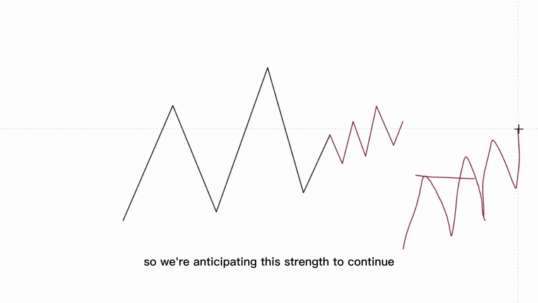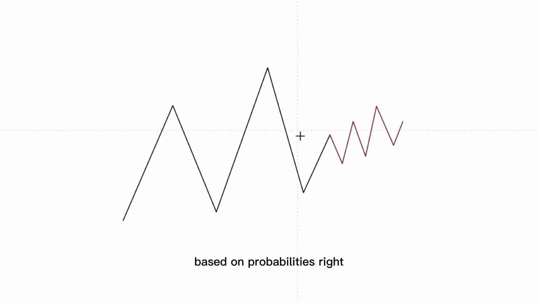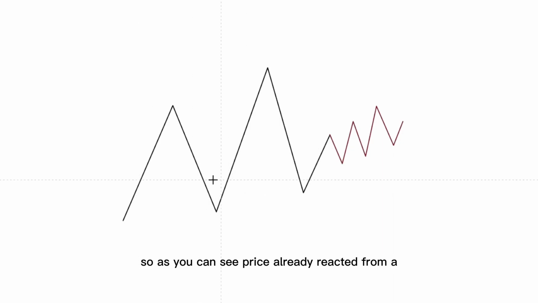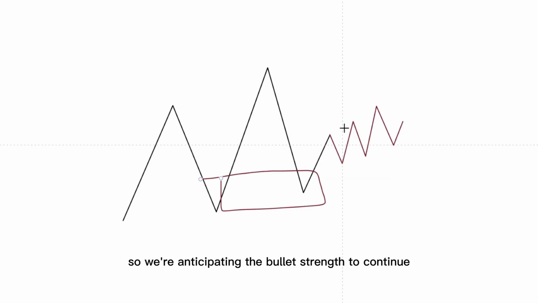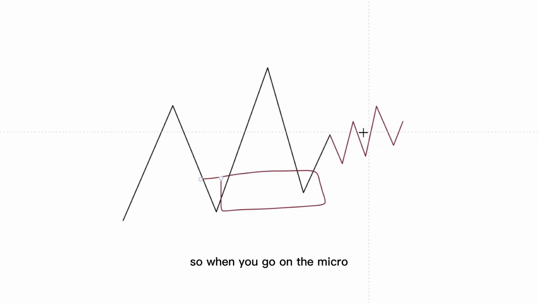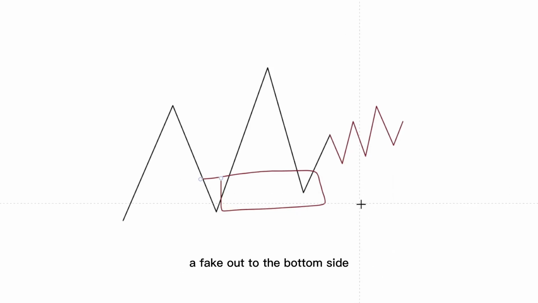So we're anticipating this trend to continue based on probabilities, right? So as you can see, price already reacted from a discounted level right here. So we're anticipating the bullish trend to continue. So when you go on the micro, you're seeing higher highs being made. Of course, a lot of times it starts off with a consolidation, a fake out to the bottom side, and then the trend will start.